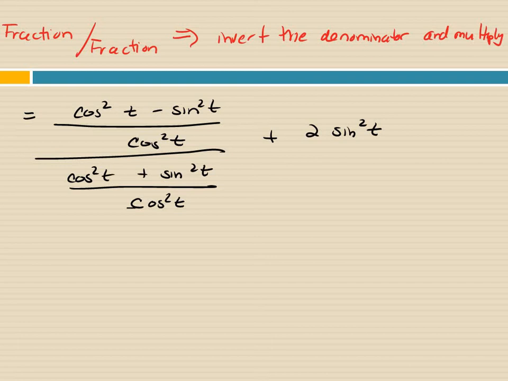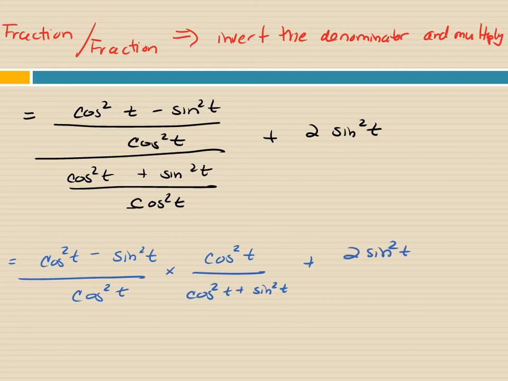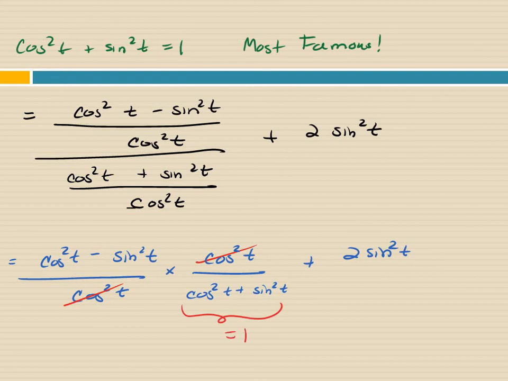Now I've got a fraction over a fraction. You invert the denominator, not the numerator, just the denominator, and multiply. So this bottom here got flipped, and the top comes down. When you divide fractions, the second one turns around. It's starting to look a little bit better. Those go out. By the way, by the most famous identity, cosine squared plus sine squared is 1. I got a 1 there on the bottom.